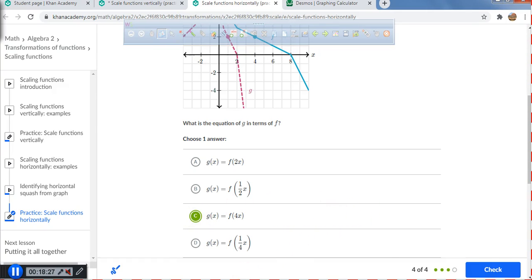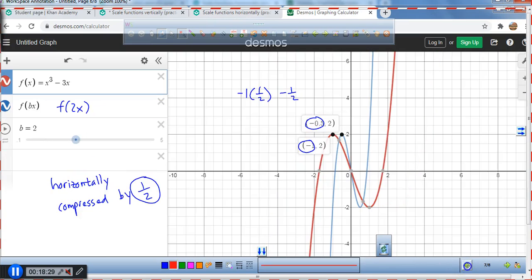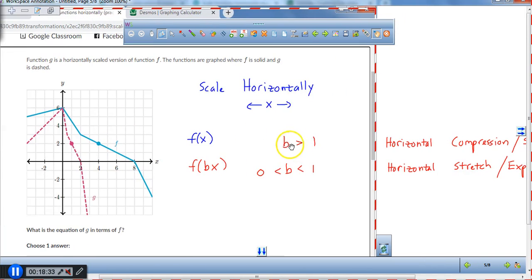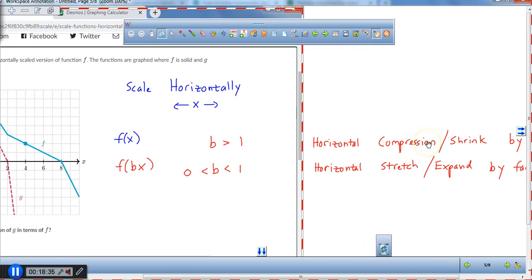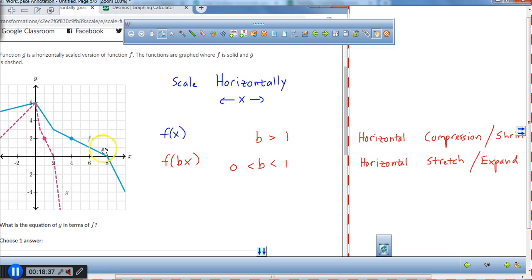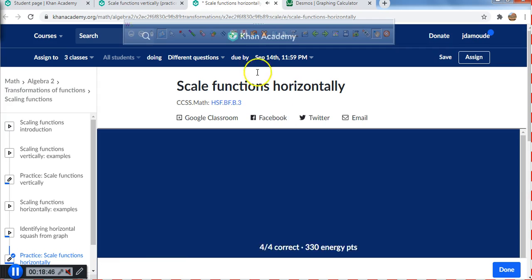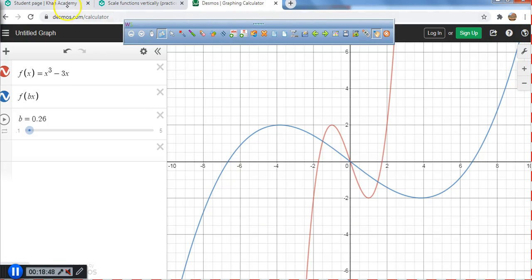Because remember what we talked about. What we talked about was this. Go back over here. If the b value is greater than 1, we have a horizontal compression. And you can clearly see, just like this one, we have a horizontal compression over. All right. Now that's only one of them. I'll go back and we'll go ahead and redo it again.